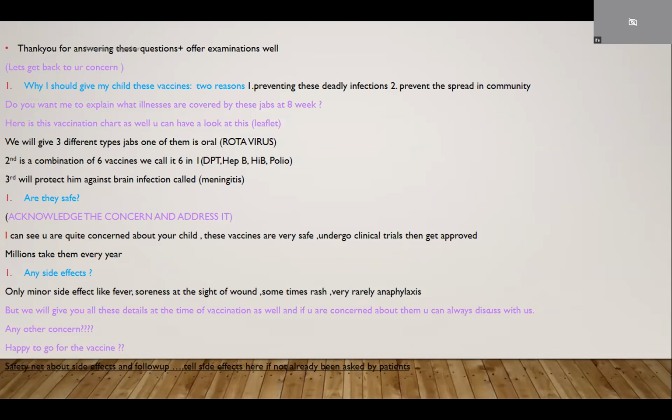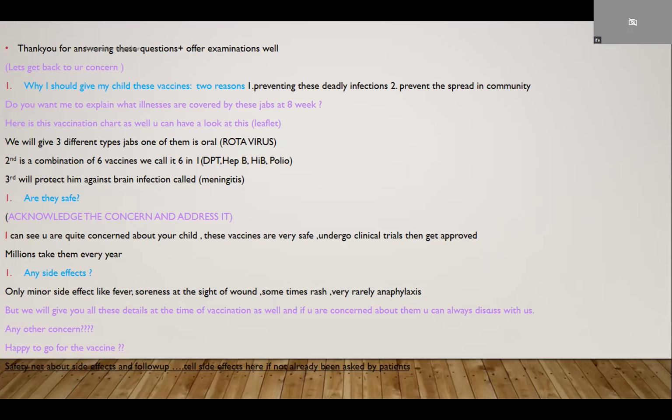After that, when I asked you about the safety, you told me rightly that the trials have been done and they're really safe. And you can also tell that millions take them every year. These are approved by WHO. There might be a little bit of complications like fever, pain at the site of vaccine. Sometimes there can be a little inflammation, but with time it gets resolved, and there are no serious side effects about the vaccine.